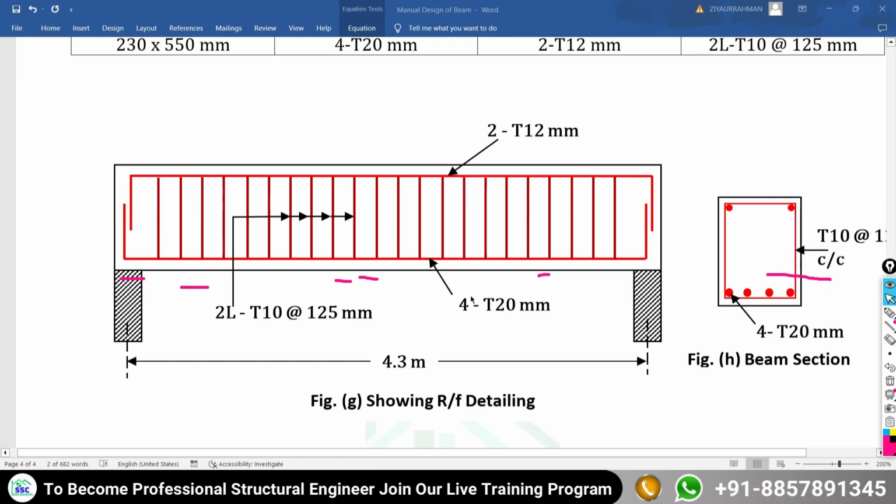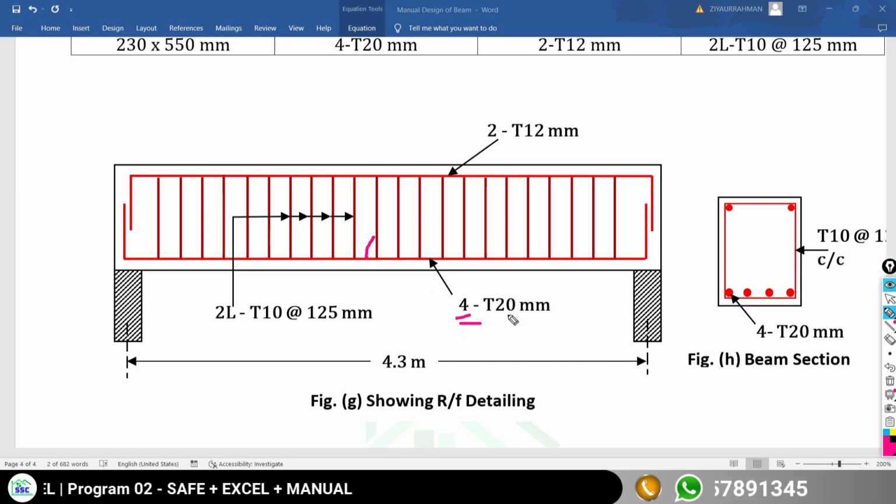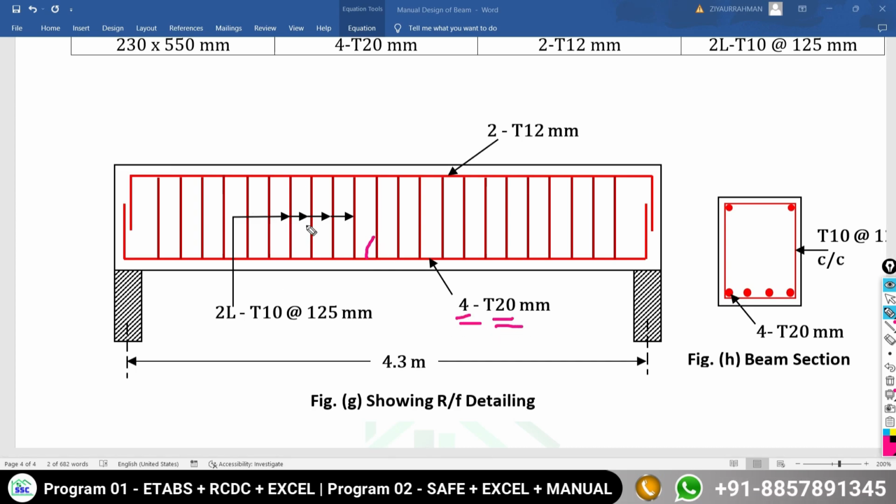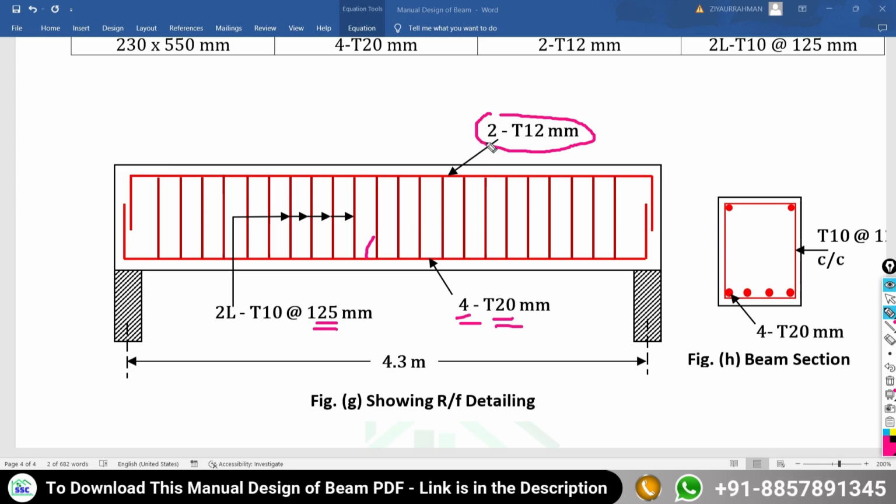And you have to prepare the detail also. So in this detail you can see at the bottom 4 bars of 20 mm dia is present, and shear reinforcement is having the spacing as 125 mm center to center, and at the top 2 bars of 12 mm dia as minimum number of bars provided on the top. This is the section of the beam, and this is showing the reinforcement detailing.